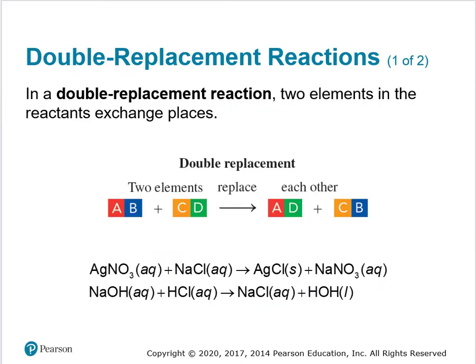The next type is the double replacement reaction. In this case, we have 2 elements in the reactants exchanging places. The A and the C are both metals. We know that B and D are nonmetals.